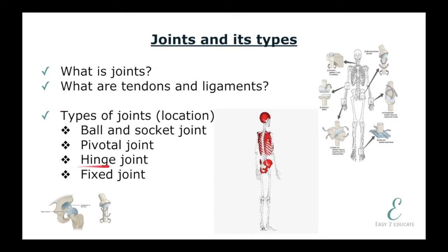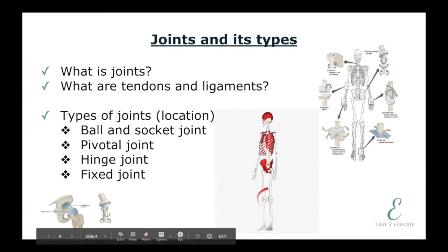What is hinge joint? Hinge joint is a type of joint that allows motion only in one plane. So look at this particular hand movement. Here, the examples for the place in the human body where we can see the hinge joint are the elbow joint and the knee joint.